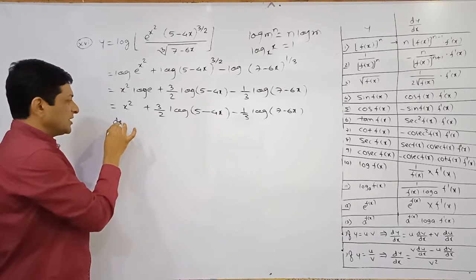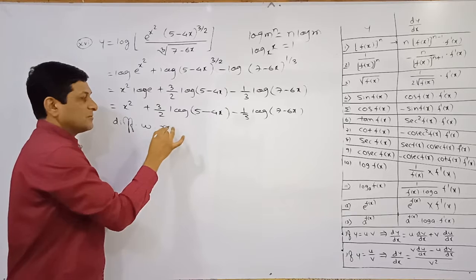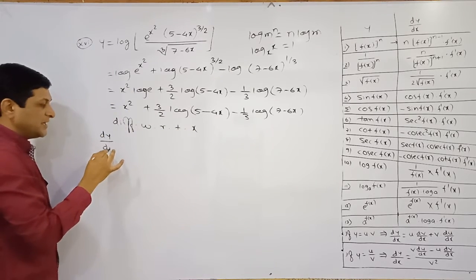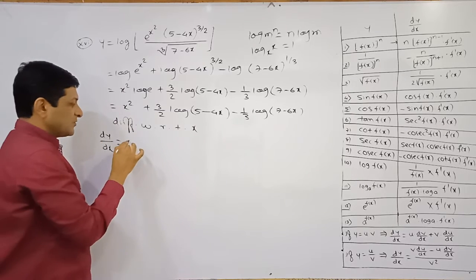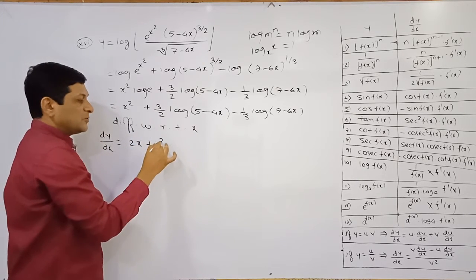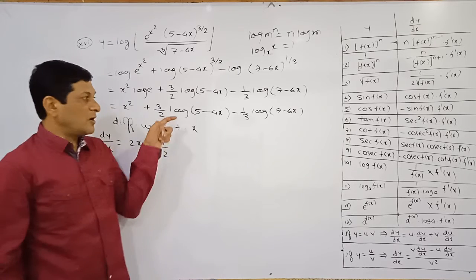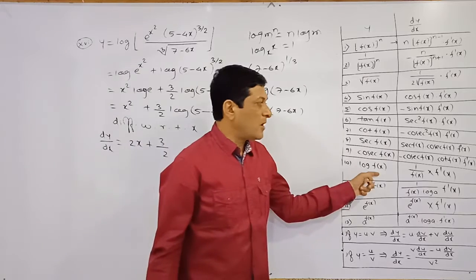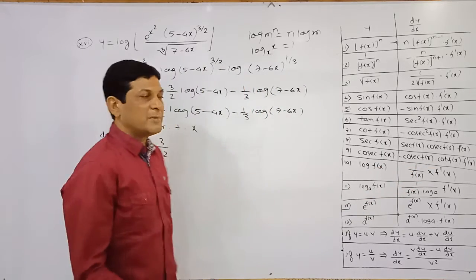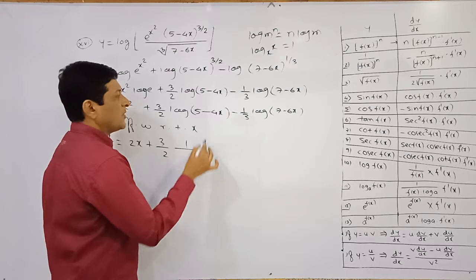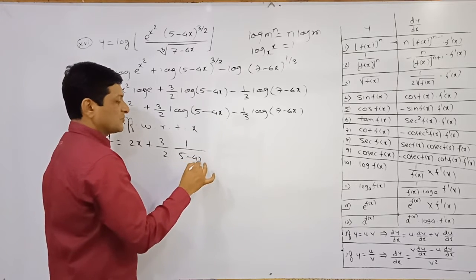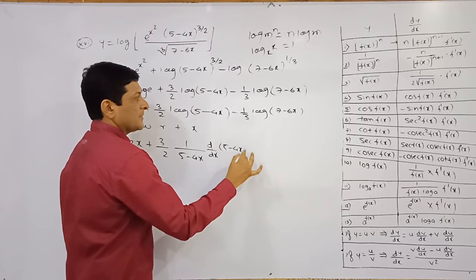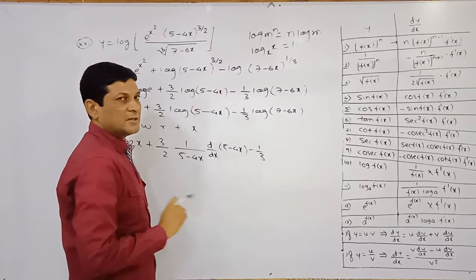Now we differentiate it with respect to x. So the derivative of y is dy upon dx. Here the derivative of x square is 2x. 3 by 2 is a constant term, keep it as it is. This function is in the form of log f of x, and the derivative of log f of x is 1 upon f of x into f dash of x. So f of x is 5 minus 4x, into the derivative of 5 minus 4x. Minus 1 by 3 is a constant term, keep it as it is.